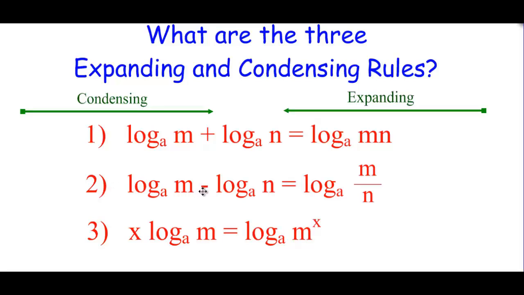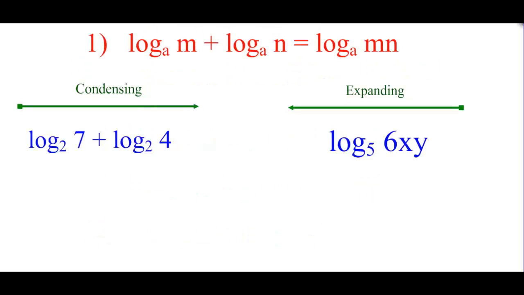My second rule says, what if I'm subtracting the 2 logs? Well, then that says we divide the 2 values. And the third rule says, if you have a number times the log, that number could be raised up as an exponent to whatever value you have here. So we're going to go through some examples. These first two examples deal with rule number 1. So I'm going to kind of go through the steps here.